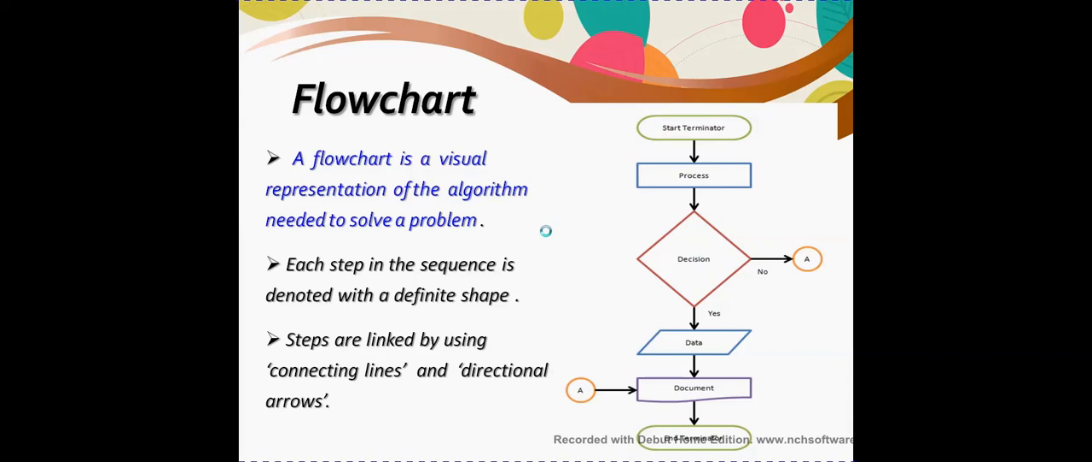These steps are linked by using connecting lines or directional arrows. One most common thing you would notice in all these flowcharts is the arrows marked in black, which connect all the different types of shapes together. These arrows are known as connecting lines or directional arrows, and they help to denote and recognize the flow of the flowchart. We will read about them further in our video.